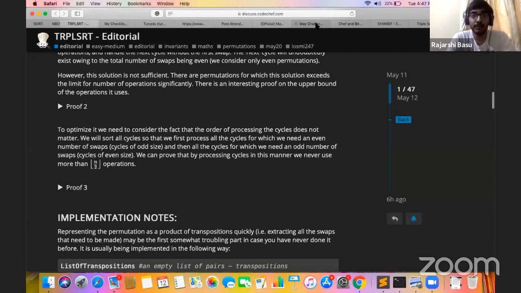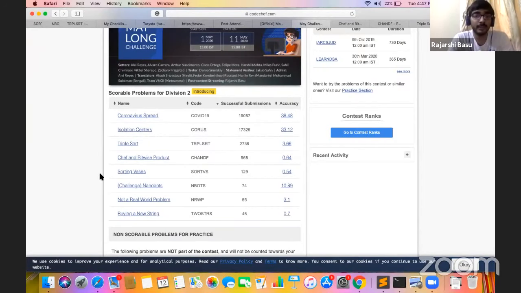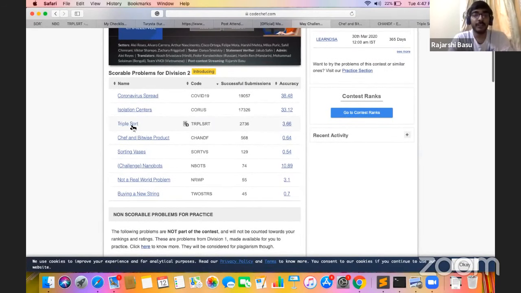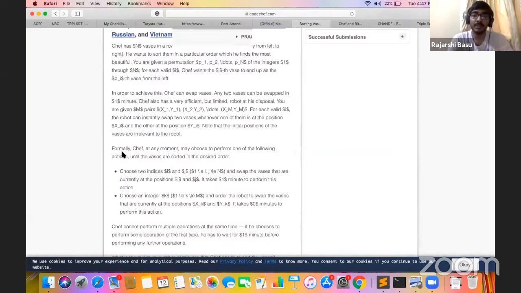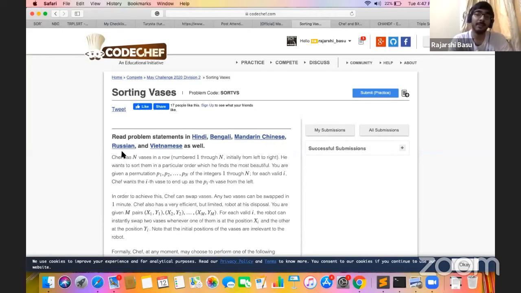Okay, so triple sort, we are done with 4 problems. The last problem, sorting vases. This problem is again based on permutations, and more or less the only concept that we will be needing is the permutation cycle concept, right?